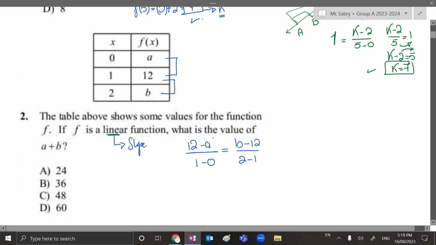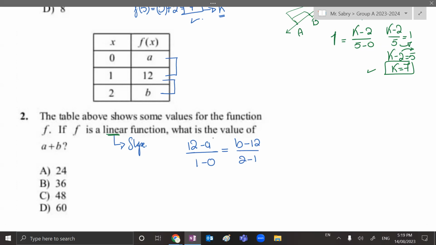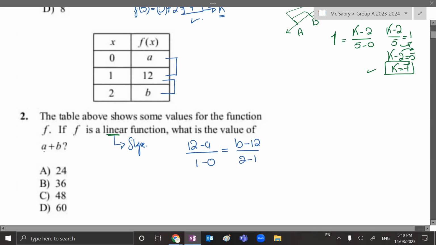These must be equal to each other, which means now I'm able to create an equation. Let's try and change the shape of the equation a bit, because they're asking for A plus B, which means I need to put the A and the B next to each other in this equation. How can I do so? Now 12 minus A over 1 minus 0 simplified is 12 minus A over 1. And B minus 12 over 2 minus 1 is just B minus 12 over 1. 12 minus A over 1 is just 12 minus A. And B minus 12 over 1 is just B minus 12.